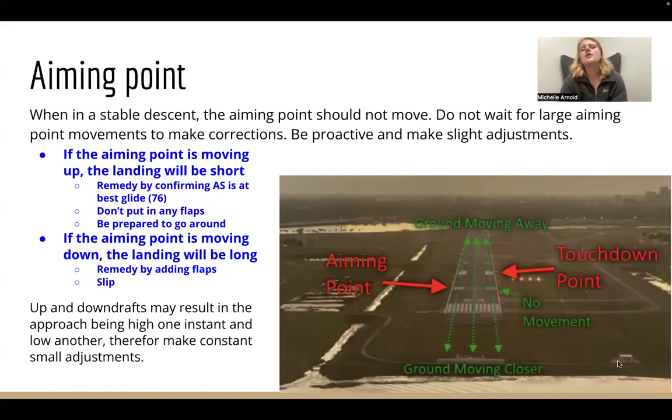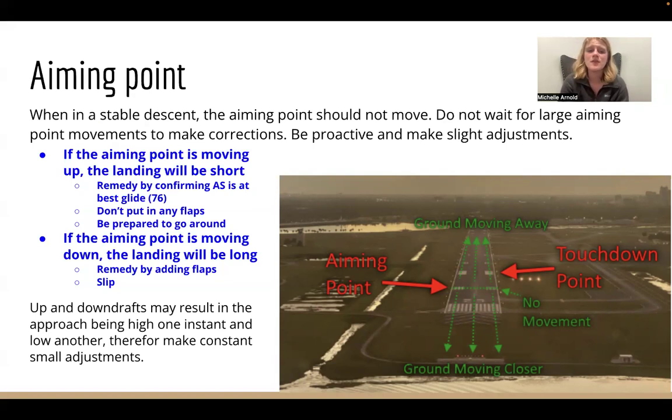All right, so when you're on final and you're looking at your aiming point, when you're in a stable descent, your aiming point should not be moving. So if it is moving, you can make corrections for that, but don't wait for large movements. You want to stay ahead of the aircraft, so be proactive and make very slight adjustments based on the movements of your aiming point. Up and down drafts might result in the approach being high one instant and low another, so you just want to be making constant adjustments for this.